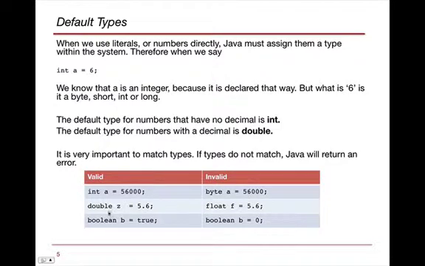Similarly, double z equals 5.6 is valid, but float f equals 5.6 is not. Again, the 5.6 is a double. This double would not fit within a floating point value, so you would have a problem. boolean b equals true is valid. boolean b equals 0 is invalid because the boolean value is expecting a true or false.